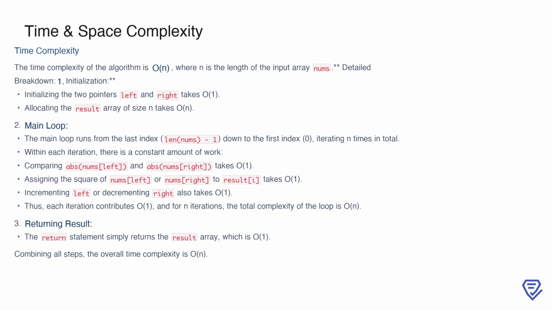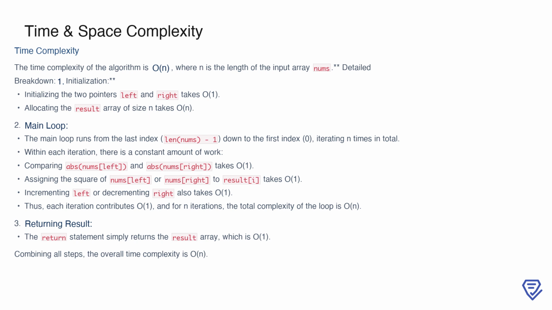To break this down, we begin with the initialization step. Here, setting up two pointers, left and right, is an O(1) operation, and creating the result array of size n requires O(n) time. Next, the main loop iterates from the last index to the first, completing n iterations. Within each iteration, we perform a fixed number of constant time operations: comparing the absolute values of nums[left] and nums[right], assigning the larger squared value to the current position in the result array, and adjusting the pointers.